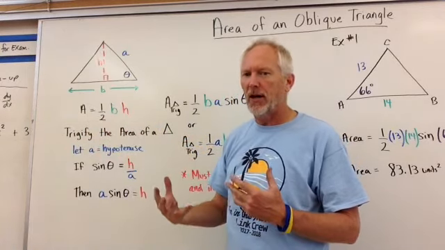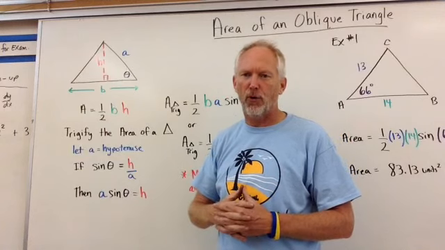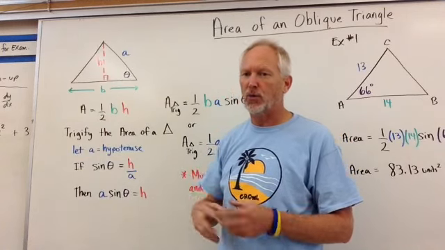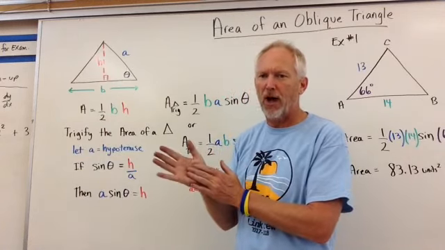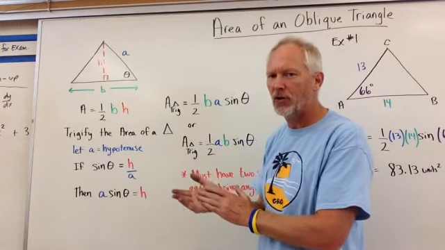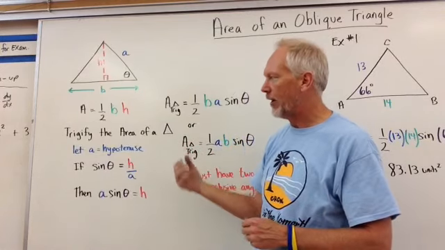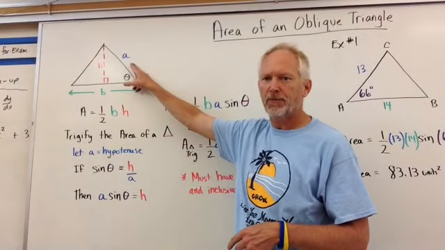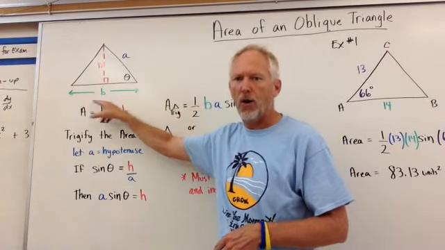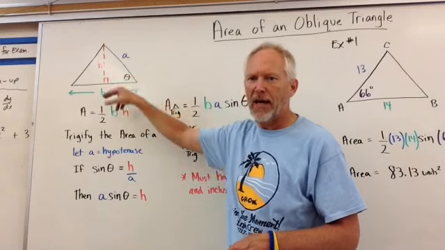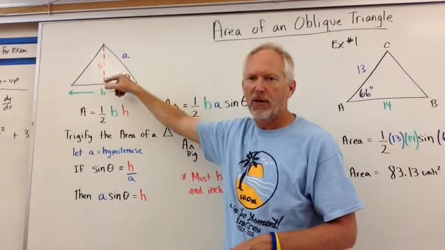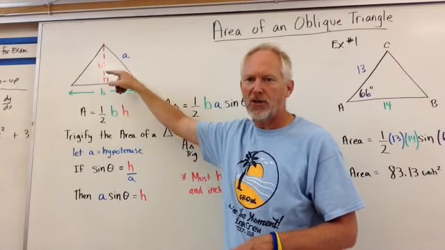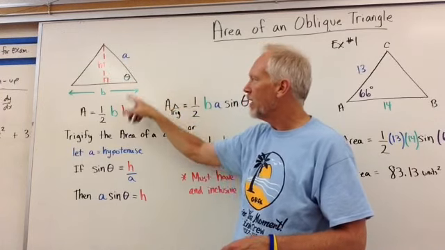But we need some different ways to solve for the area of a triangle. So what we're going to do is we're going to trigify it. We're going to put some trigonometry into our area function and see if we can find the area. So if we let A equal the hypotenuse, here's our angle theta, our base B, and H is the height of the triangle.